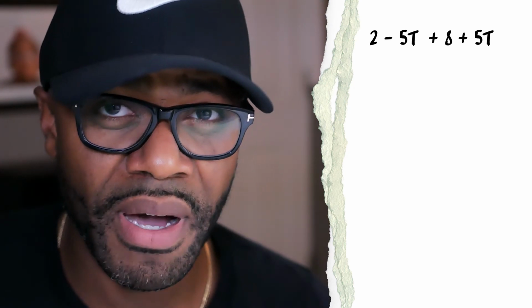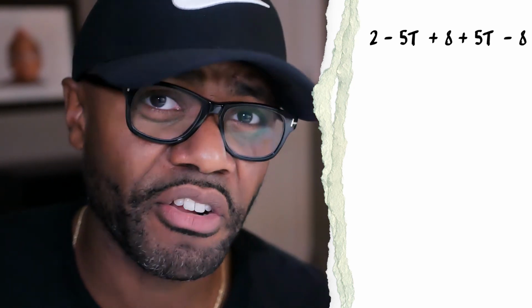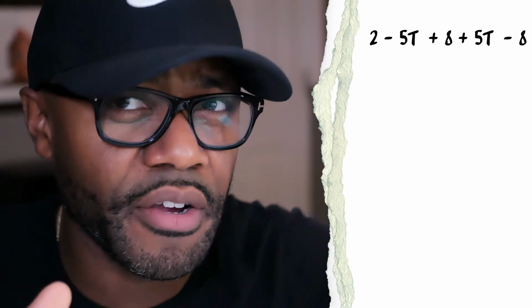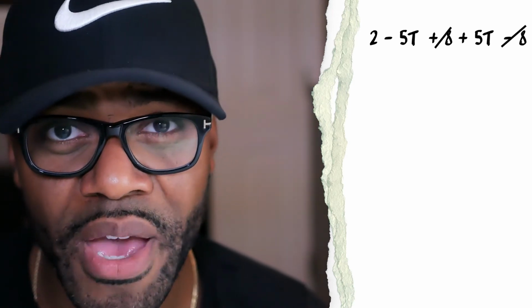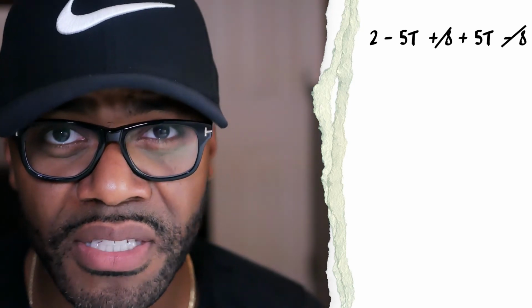Question number 9. 2 minus 5t plus 8 plus 5t minus 8. In this case, we can combine our like terms, but something special happens here. If you notice, you have negative 8 as a constant, but you also have positive 8. A positive and a negative of the same value cancel out, so they're gone. Then you have negative 5t plus positive 5t. Again, that cancels out, leaving us with just a value of 2. So our answer for this expression is 2.